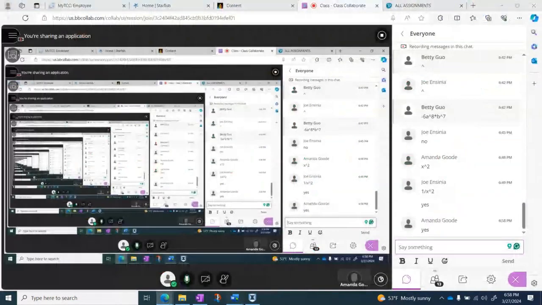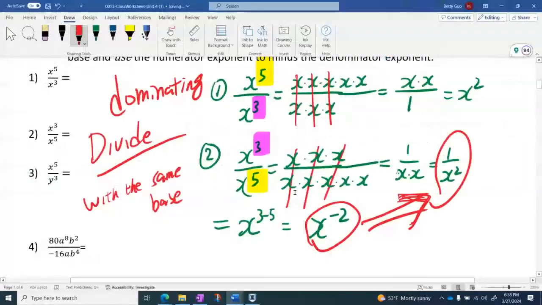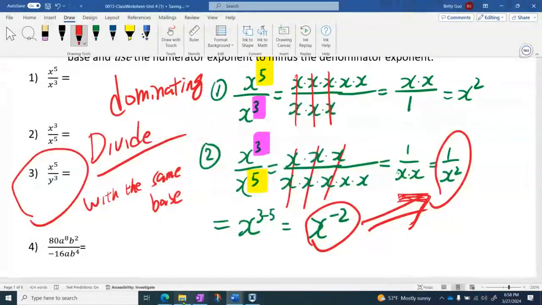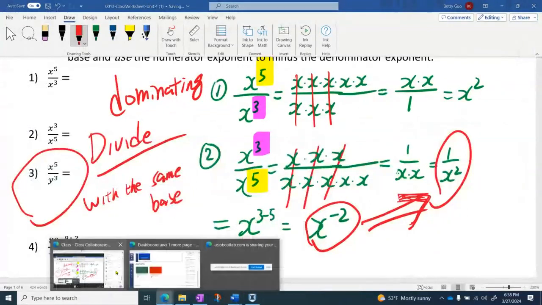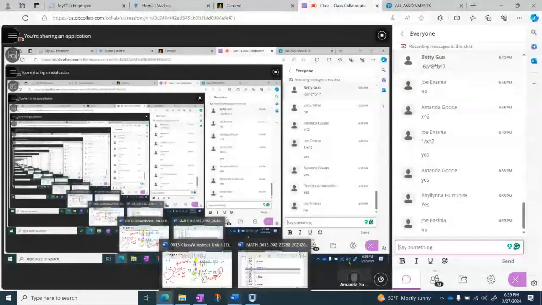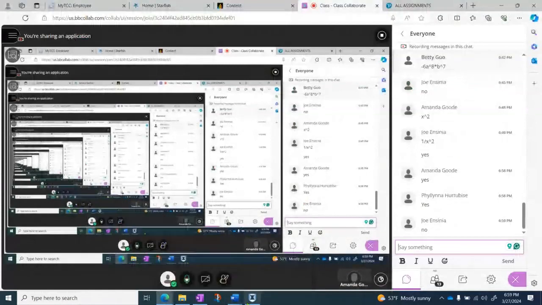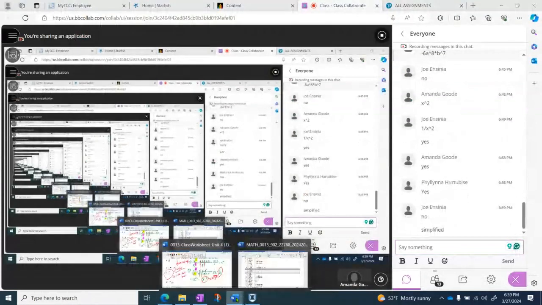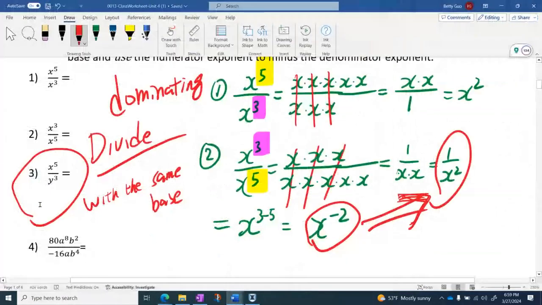Okay, thank you. And now please answer this question. Can we use the quotient rule to simplify number 3? And why? If you think yes, then why yes? If you think no, why not? Jill said because it's already simplified.